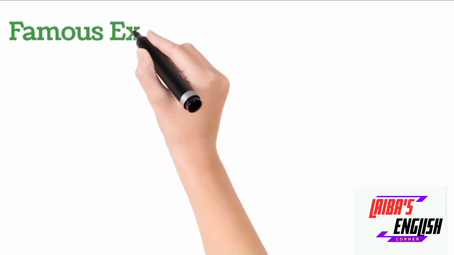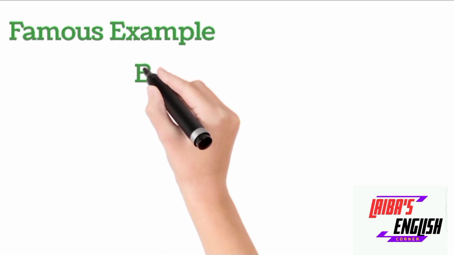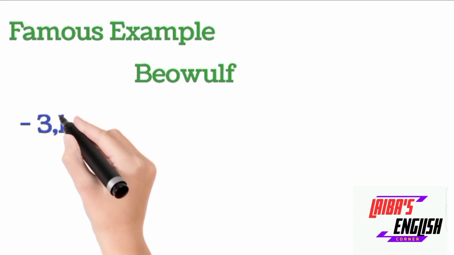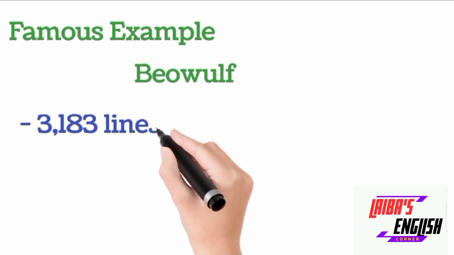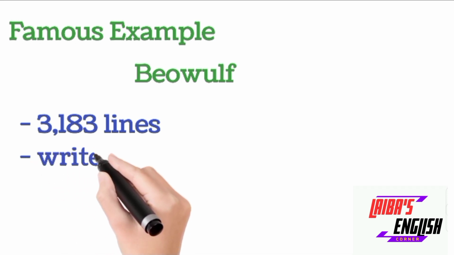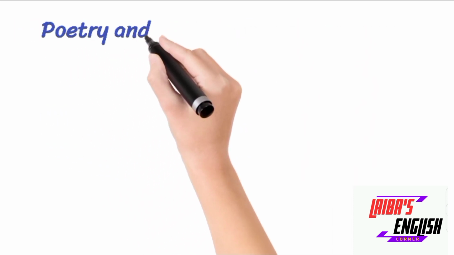Now, we will see a famous example of the literature of that time. At that time, one of the most famous literature examples is Beowulf. Beowulf is basically an epic. An epic is a long poem of 1,000 lines or thick books. Beowulf contains 3,183 lines, and the writer of Beowulf is unknown. We don't know who wrote this, but it is very famous. If we see the writing of Beowulf, we simply don't understand a single word because the writing of Old English is totally opposite to modern English.